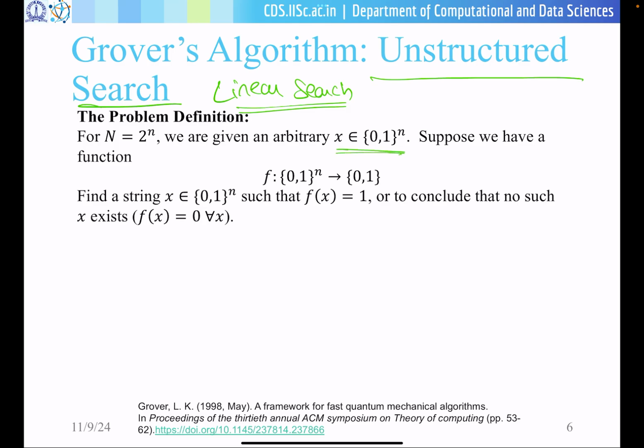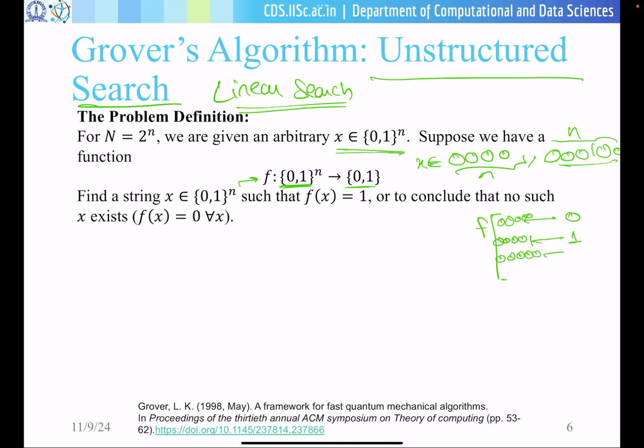I mean, x belongs to {0, 1} power n, which means that x is something like 0, 0, 0, n times, or something like 0, 0, 0, 1, 0, 0, 0, which is n qubits, represented as this. So x is this kind of state, and we have a function which maps the input to either 0 or 1. So I have a function which takes some input and maps it to either state 0 or state 1. Suppose 0, 0, 0 is mapped to 0, 0, 0, 0, 1 is mapped to this, 0, 0, 0, 0, 0 is mapped again to 0, and so on and so forth. I have this kind of function.